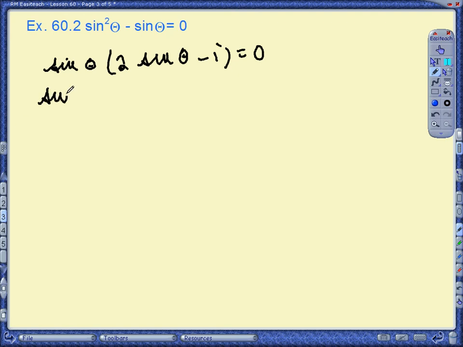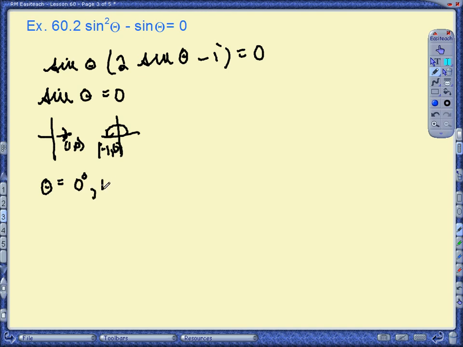Okay, if sine theta equals 0, it's a quadrantal angle. Sine is 0 wherever the y value on a unit circle is equal to 0. So that would be at 0 degrees, the coordinates on the unit circle being x equals 1, y equals 0, or it would be over here at -1, 0, and that would be 180 degrees. So we have theta either equals 0 degrees or it equals 180 degrees.